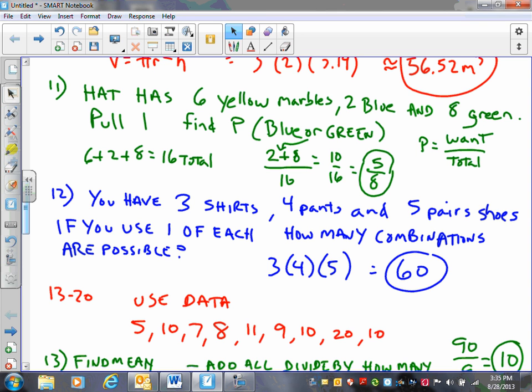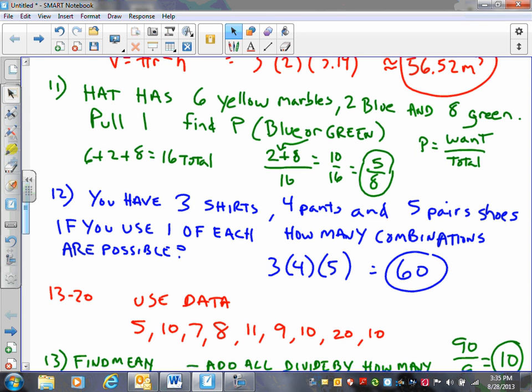Number 12 is a combination problem. If you had 3 shirts, 4 pants, and 5 pairs of shoes, you use one of each, how many combinations are possible? So anytime you have categories like this, and you're only using one of each, you just multiply the number of each category. 3 times 4 times 5 is 60.